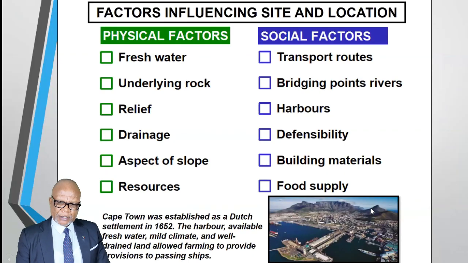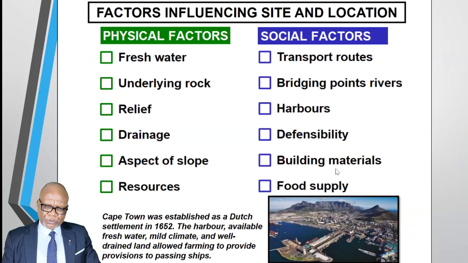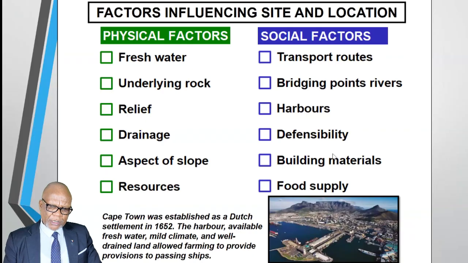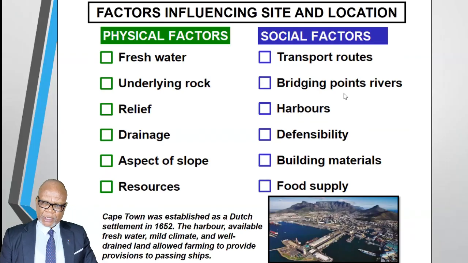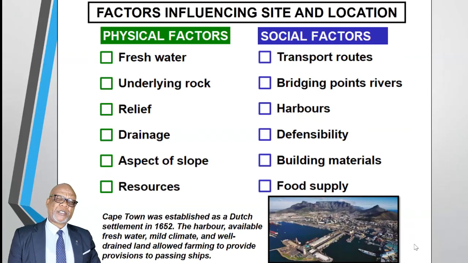And then let's look at the factors that are going to be influencing the location of urban areas. Now it is fresh water, underlying rock, relief, drainage, aspect of slope, resources, transport routes, bridging points, rivers, harbors, defensibility, and building material. So these will be the factors that will also influence urban settlements.